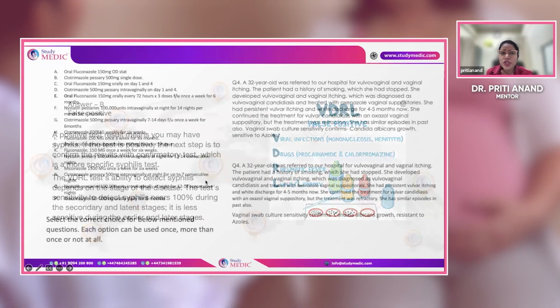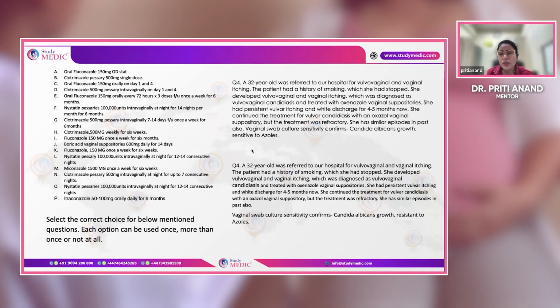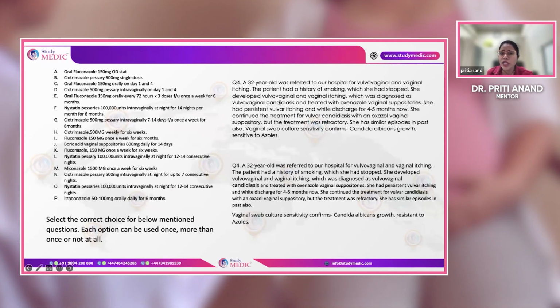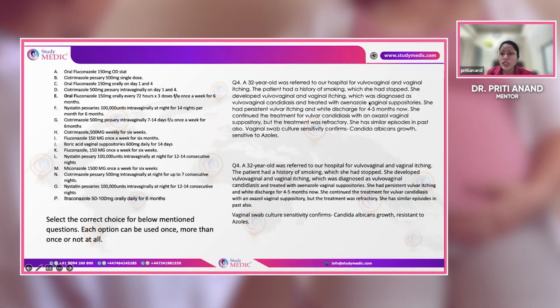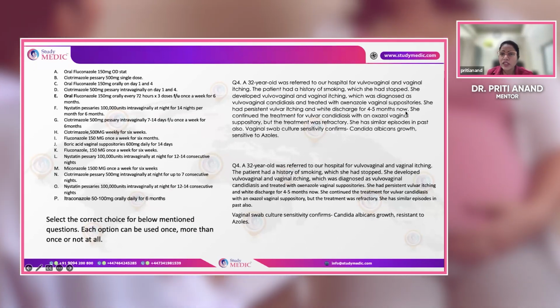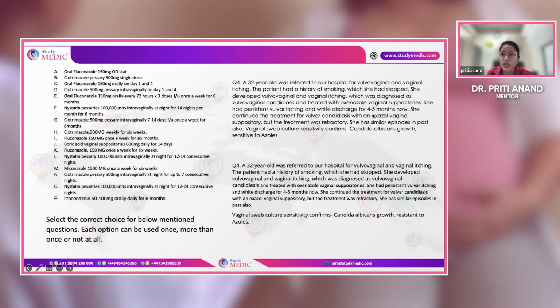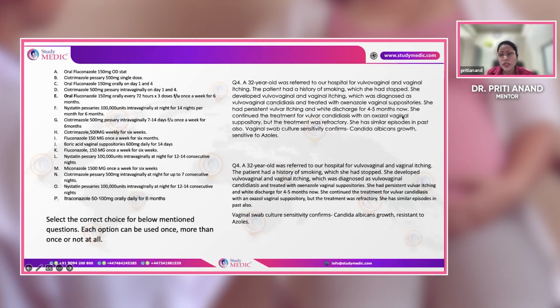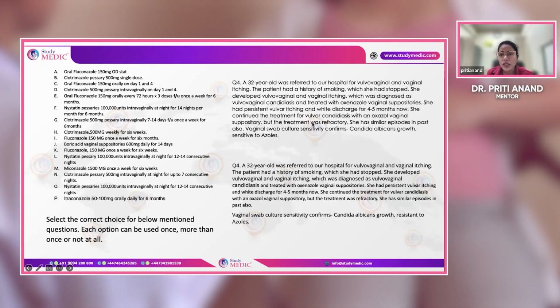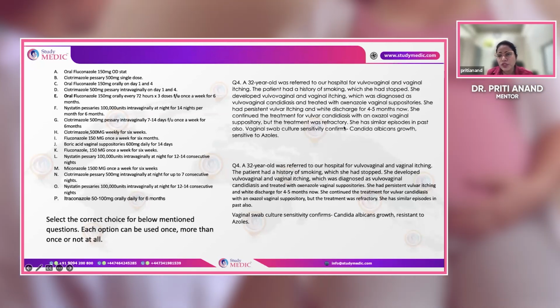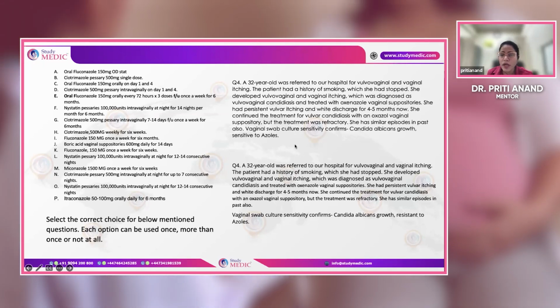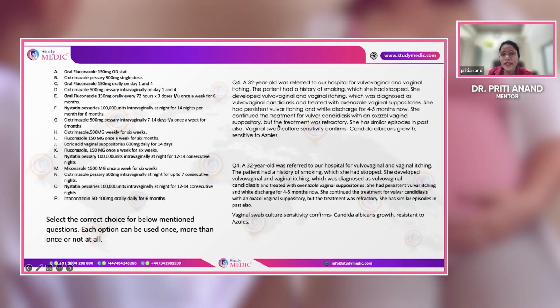Okay, so a 32-year-old woman comes to the hospital with vulvovaginal itching. She has a history of smoking, which she has stopped. She developed this itching, which was diagnosed as candidiasis and was treated with vaginal suppositories. She was using them, but the discharge continued. The treatment was refractory. She has had similar episodes in the past, so she is now considered a recurrent case.